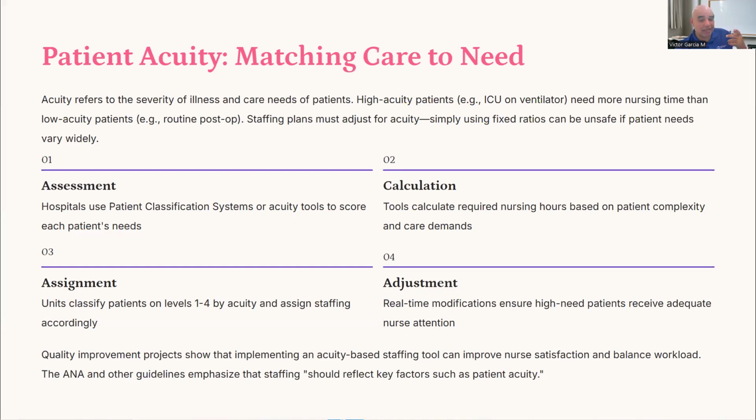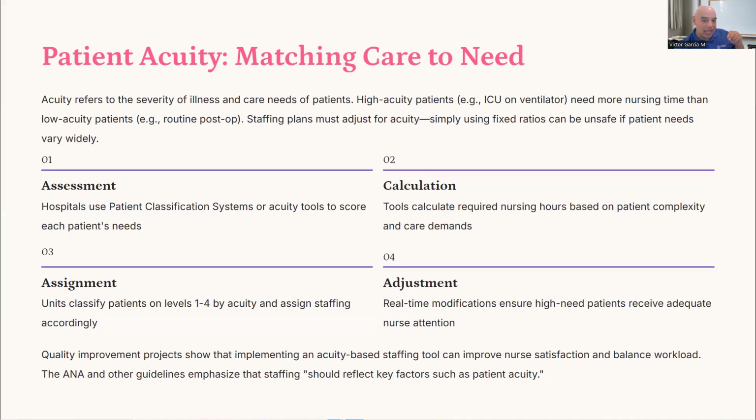How can we assess acuity? Most hospitals use scoring tools or classification systems that consider factors like vital signs, cognitive status, mobility, or required interventions. These tools help to quantify workload and distribute patients more equitably among nurses. Accurate assessment is essential for ensuring that staffing aligns with patient needs.